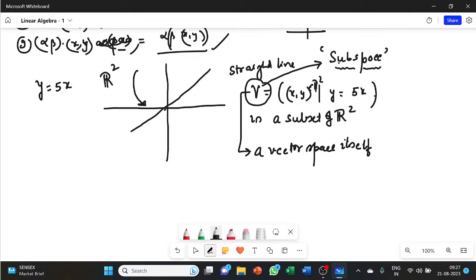So basically, a subspace is a vector space in its own right. Further, if R square is a vector space and a subset of it forms a vector space, that is, it qualifies all the properties that are required for a vector space, then that particular subset is termed a subspace. Is that clear?